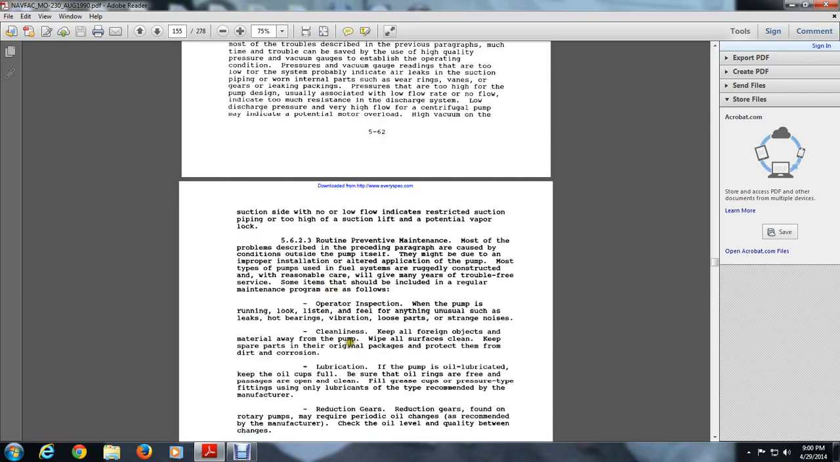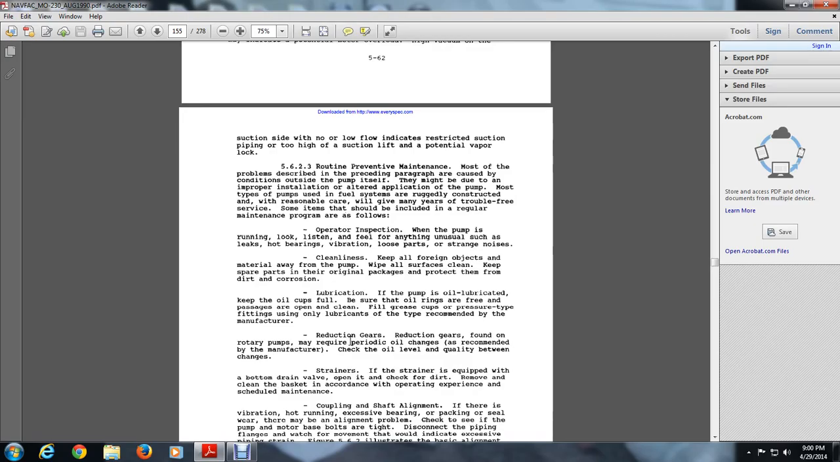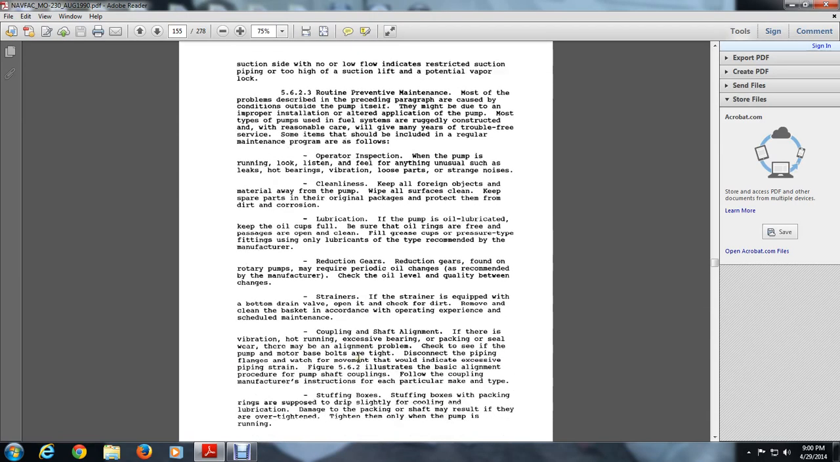Check the oil level and quantity. Clean the strainers, and if the strainer is equipped with a bottom drain, open it and check for dirt, and clean the basket in accordance with operating experience and the maintenance schedule. Check shaft alignment. If there is excessive vibration, bearing, packing, and seal wear, or alignment problems, check to see if the pump and motor bolts are tight, and disconnect the piping and flanges to check for movement that indicates excessive piping strain.